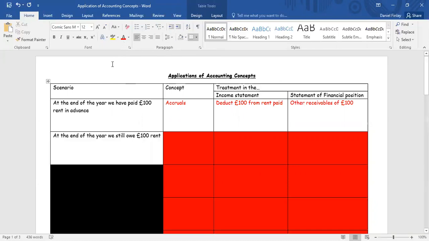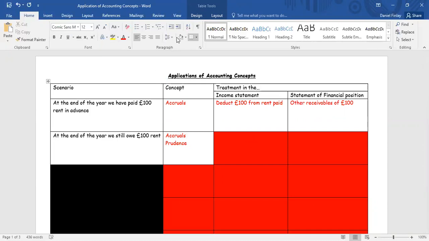Next one, at the end of the year, we still owe £100 rent. So it's similar to the last one, but this time we owe £100. So again, the concept is accruals, because it is an accrual, and also prudence, because if I don't put the full amount of rent on, my profit will be overstated. It will be higher than what it should actually be.